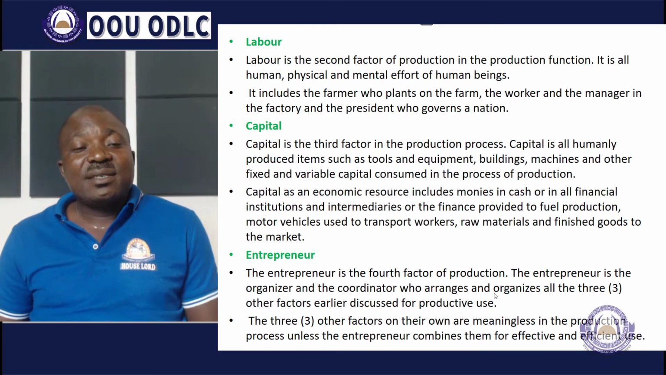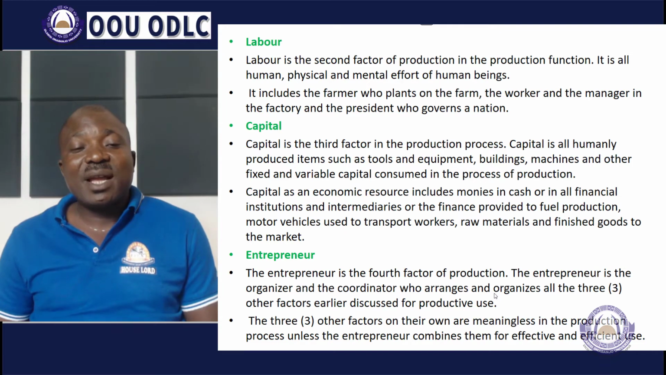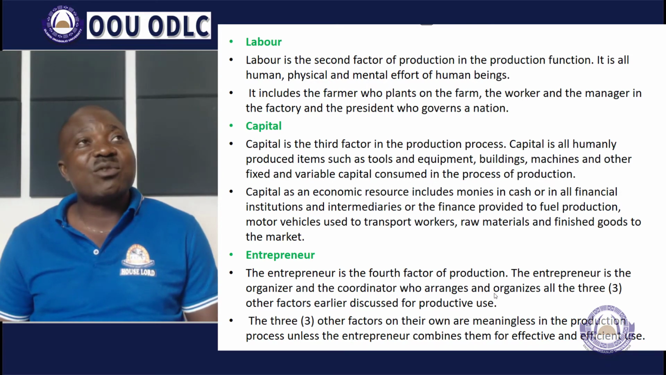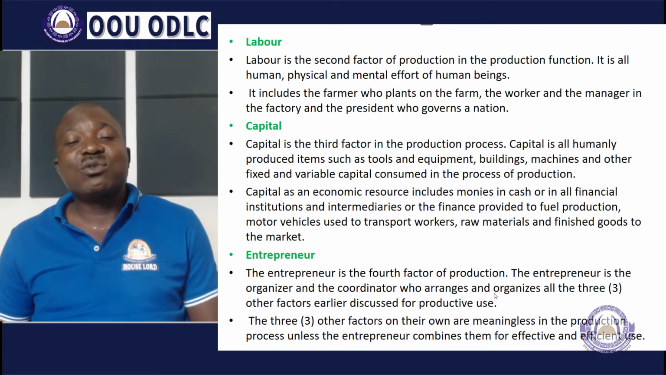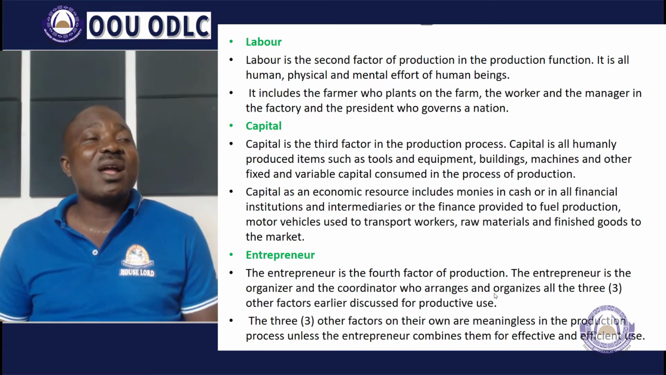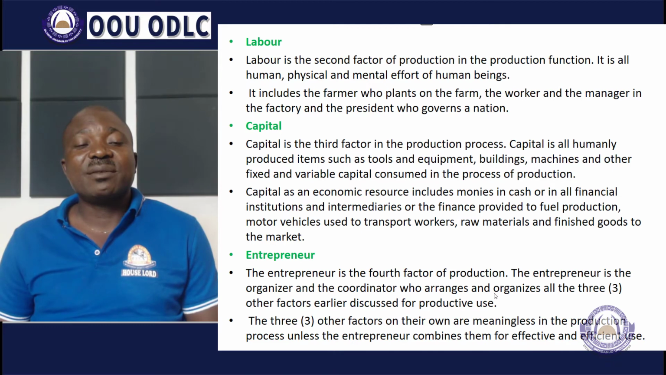The next economic resource in that order is capital. Capital is the third factor of production, and capital is all humanly produced items such as tools and equipment. Buildings used either as factory premises or as office space are part of capital. Machines and other fixed and variable capital consumed in the process of production are all parts of capital items.